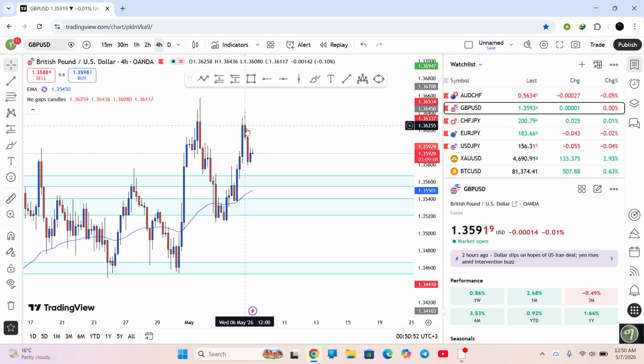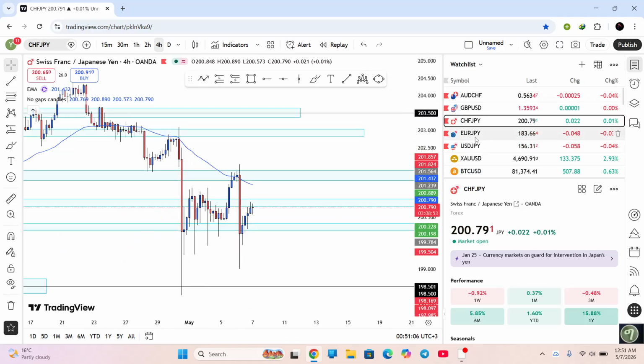It formed this higher high. I am waiting for price to come back and retest this previous high point, and to use this resistance level as a support, and to give me some kind of rejection over here to take the trade to the upside.